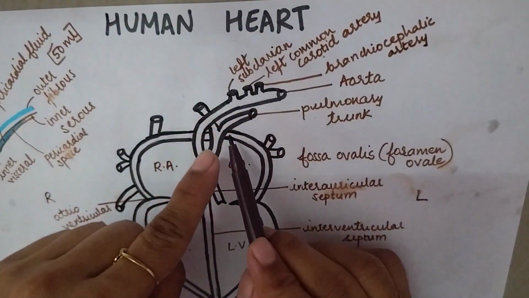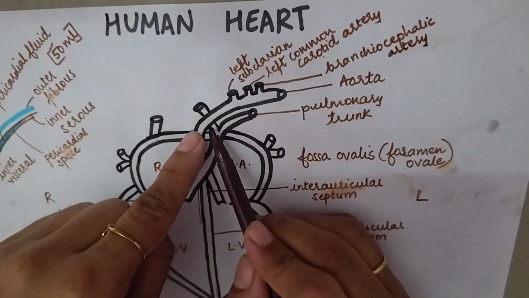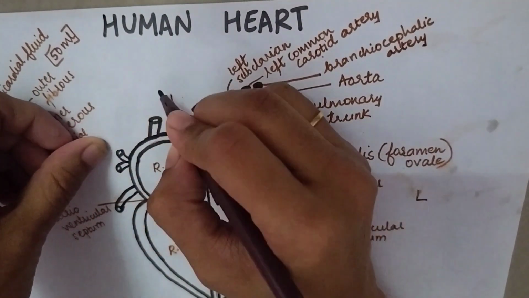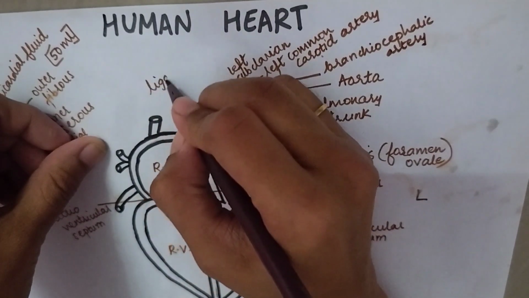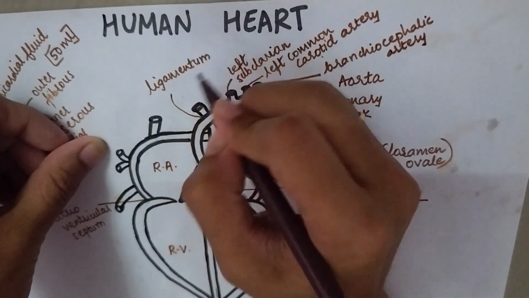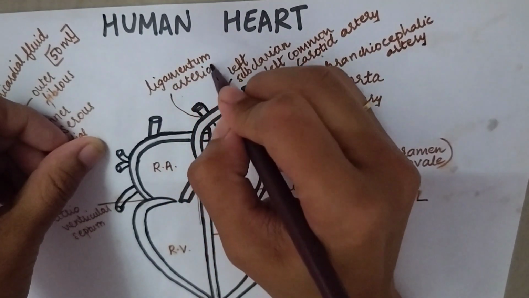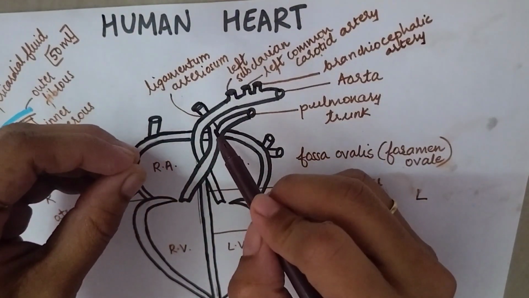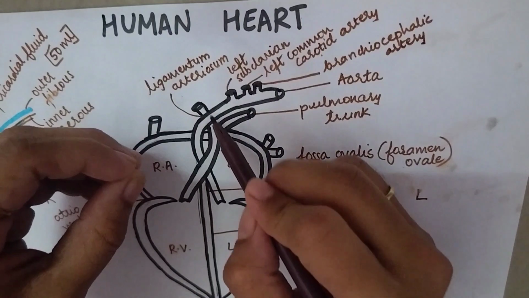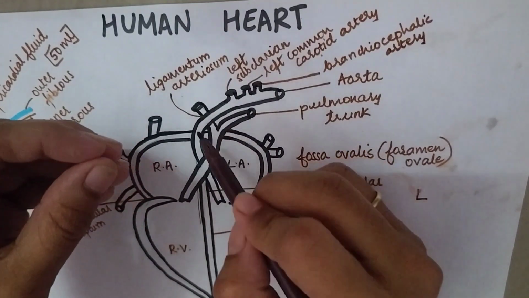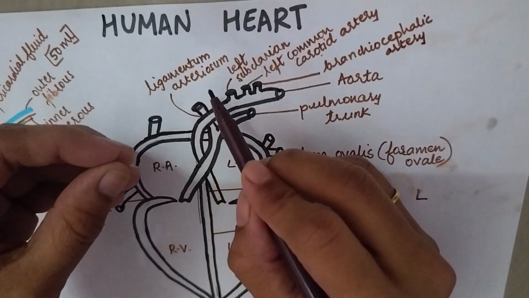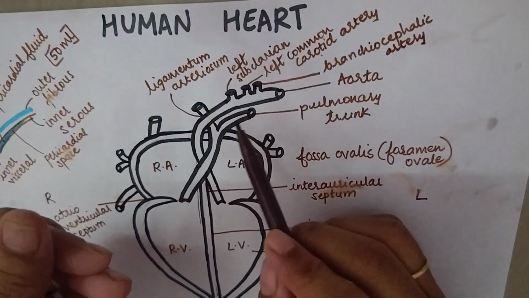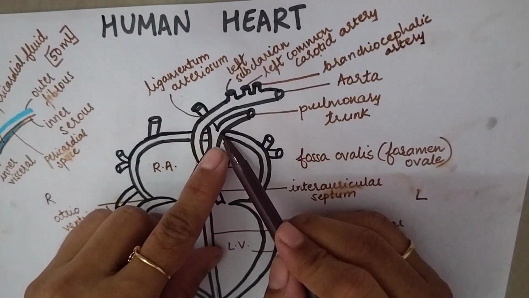Now this aorta and the pulmonary trunk, both are connected with each other. They both are joined with each other, and there is a ligament present. This is the ligamentum arteriosum. During fetal life, there was a ductus arteriosus present between these two, which later on turned into a ligament, the ligamentum arteriosum. So remember, what is ligamentum arteriosum? It is nothing but a joining which is present between the aorta and the pulmonary trunk.